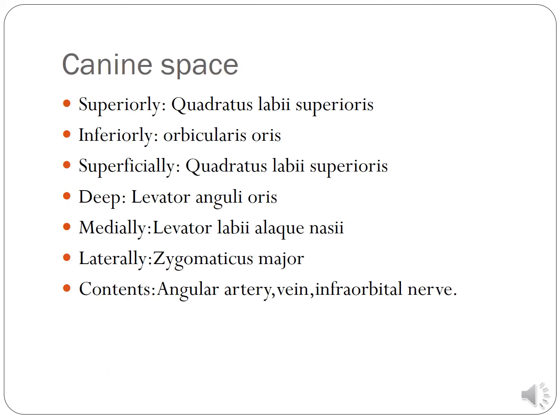So in the canine space, you have all these muscles, levator labii superioris, and then orbicularis oris. Superficially, you have the levator labii superioris. What you have to know is that the levator anguli oris and the levator labii superioris have a gap in between. Infection from these areas can reach as high as near the medial canthus of the eye. I think we have a picture. We will see about it in the canine space infection.